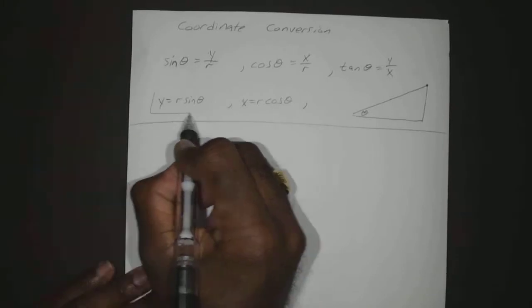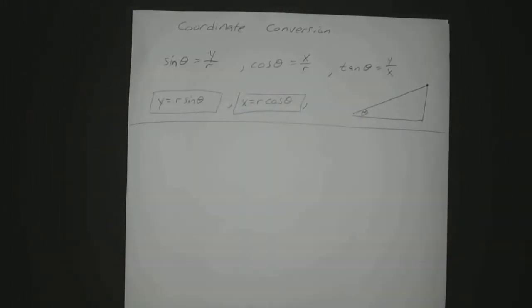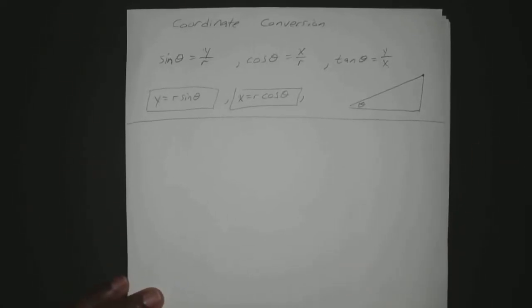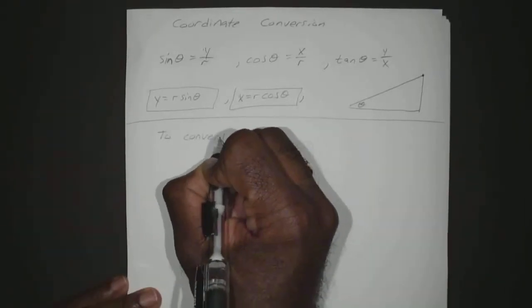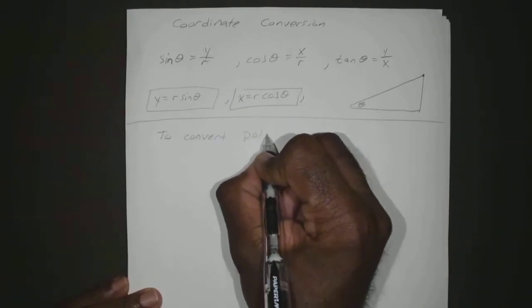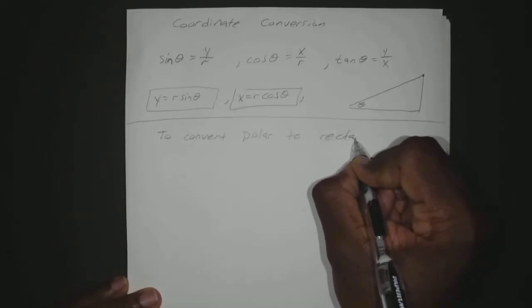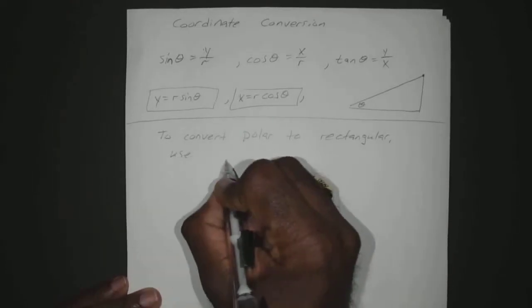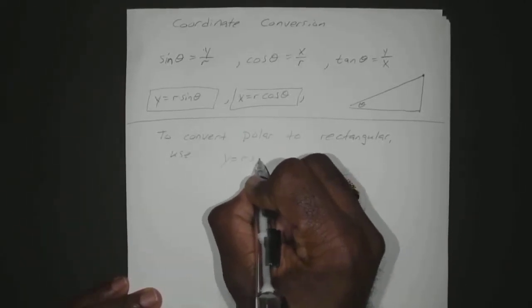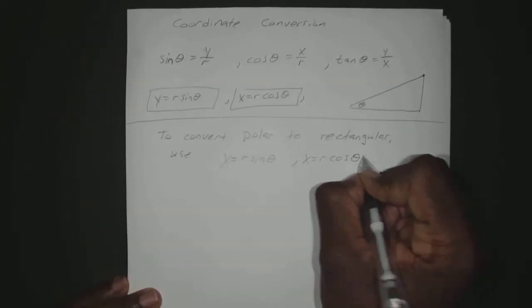Okay, so we would use these to convert our polar coordinates to what we need, our rectangular coordinates. To convert polar to rectangular, use y equals r sine of theta, and x equals r cosine of theta.